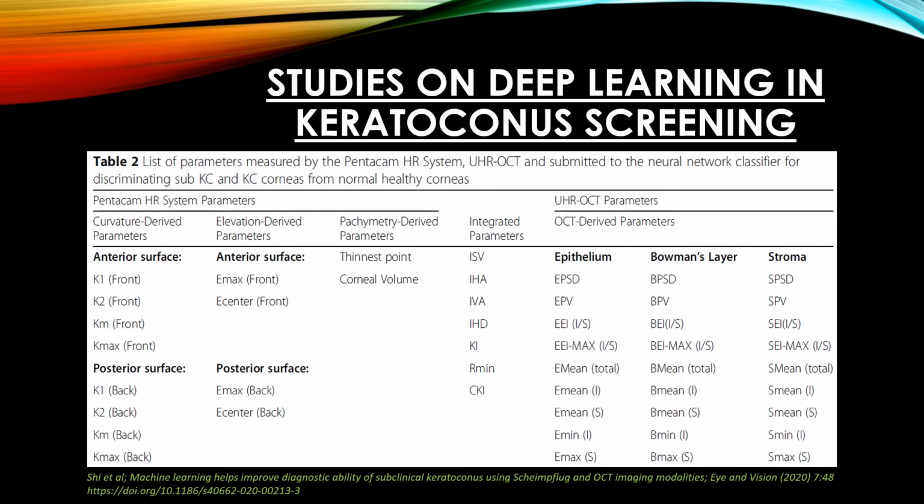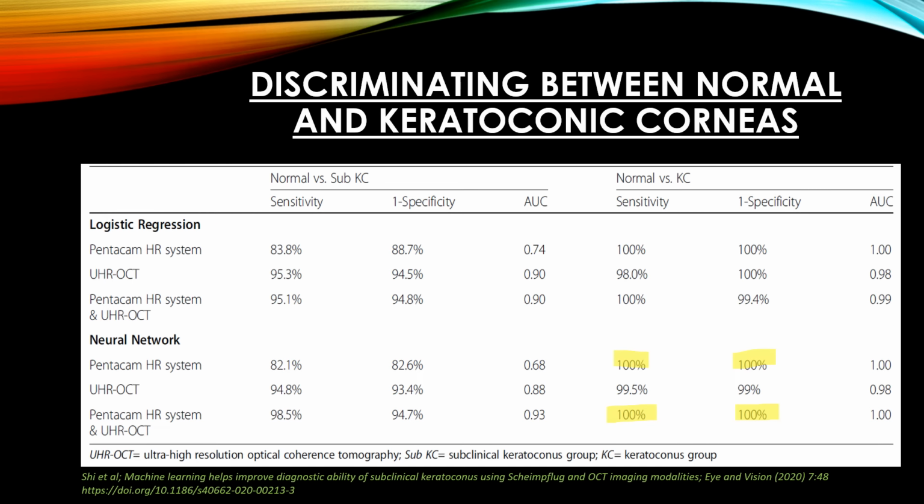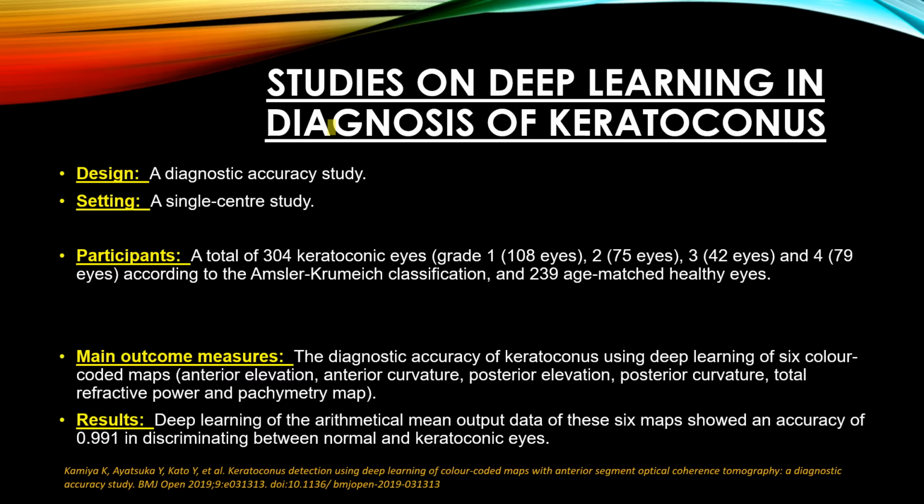And they have really come out with very good outputs and have been able to differentiate between subclinical and clinical keratoconus to a great extent. So discriminating between normal and keratoconic corneas. Here is how machine learning helps improve the diagnostic ability of subclinical keratoconus using Scheimpflug and OCT imaging modalities. There are further studies on deep learning in diagnosis of keratoconus. There was a diagnostic accuracy study which was a single center study. There were a total of 304 keratoconic eyes according to the Amsler-Krumeich classification and 239 age-matched healthy eyes.